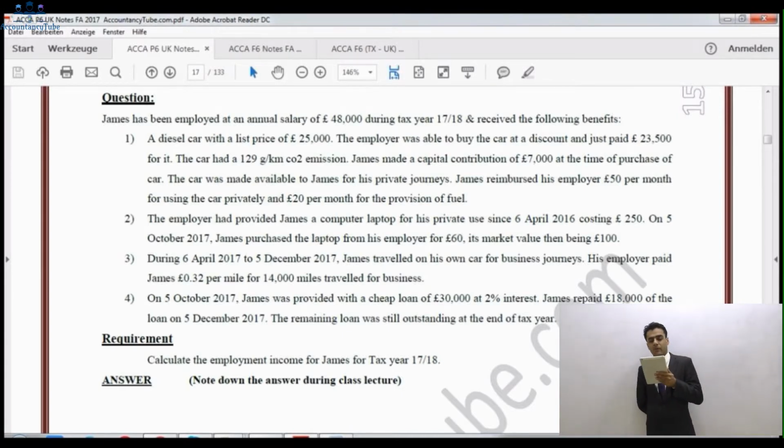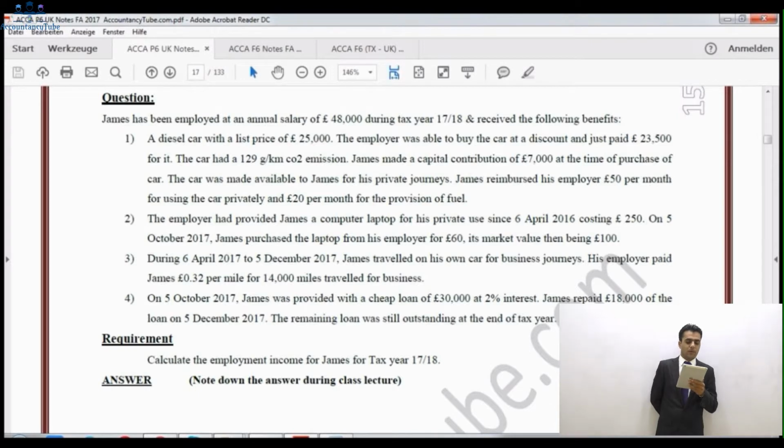Right now, list price is £25,000, but the employer did some bargaining with the supplier, and he got it for £23,500 at a discount. So this information is only given to you to confuse you. However, you will use £25,000. Right? So £25,000 less any amount paid by the employee. JAMS made a capital contribution of £7,000. So JAMS himself paid £7,000 as well.